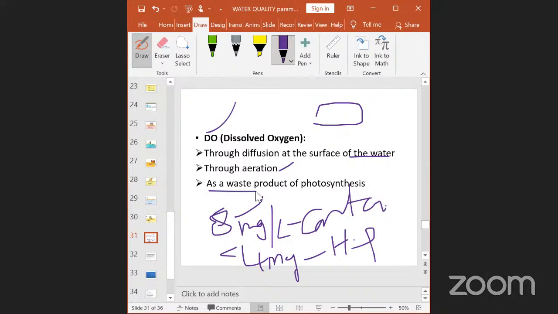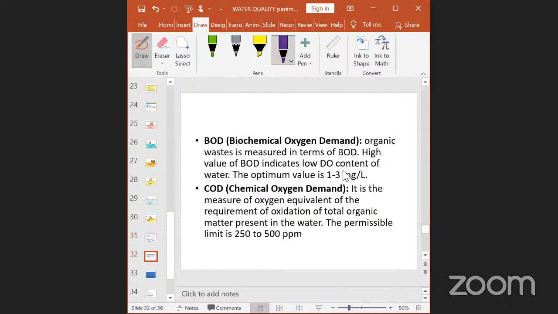The third is as a waste product of photosynthesis. Aquatic plants also put oxygen into the water. If you have plants growing under water, like the duckweed growing in our eco columns, they help dissolve more oxygen in it. These are the sources of dissolved oxygen. And BOD means biochemical oxygen demand.